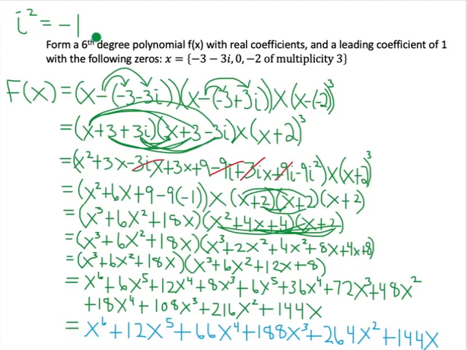Notice that it is 6th degree. We're supposed to have real coefficients. Well, we have an understood 1 here, 12, 66, 188, 264, and 144. Those are all real numbers. And we do have a leading coefficient of 1. There's an understood 1 in front of x to the 6th.